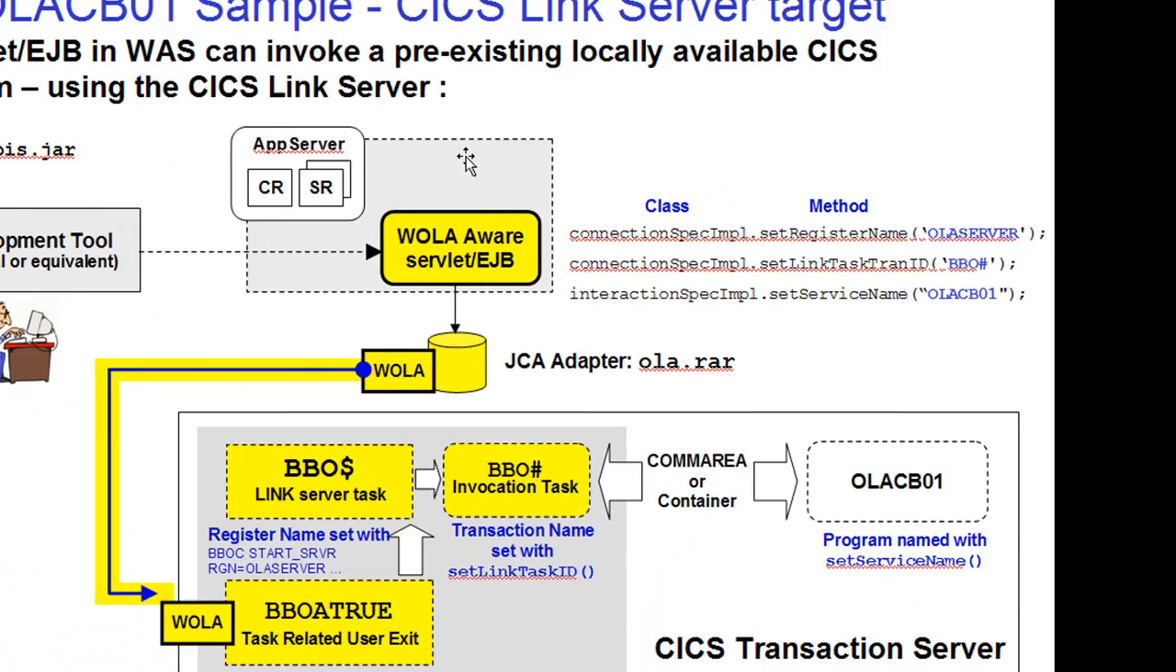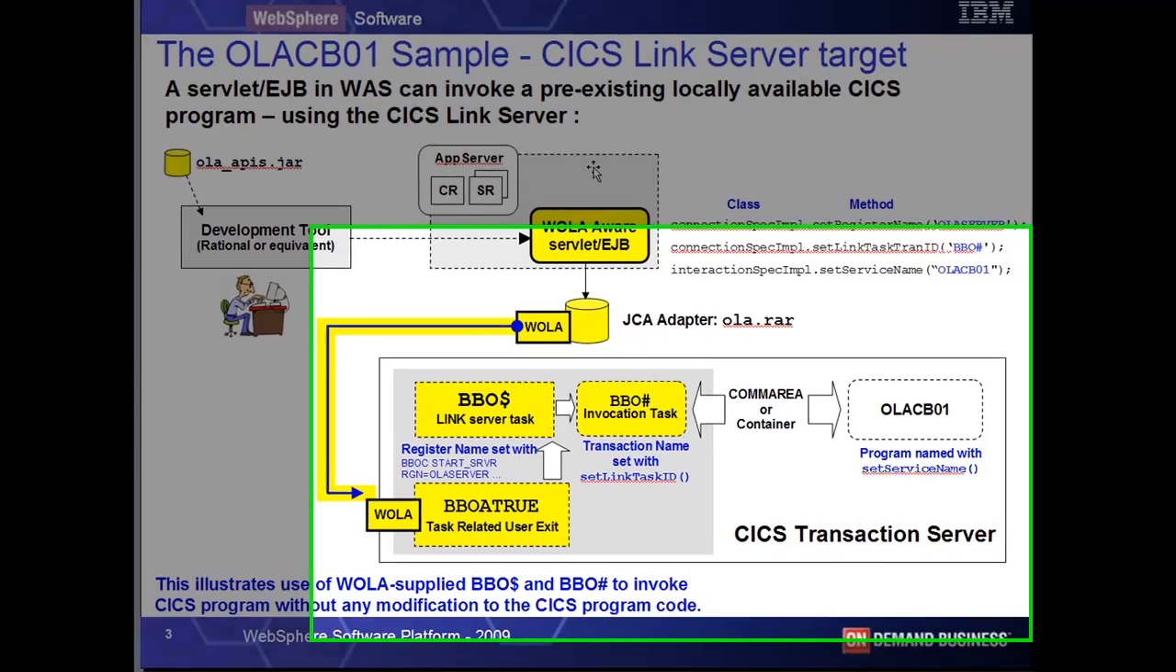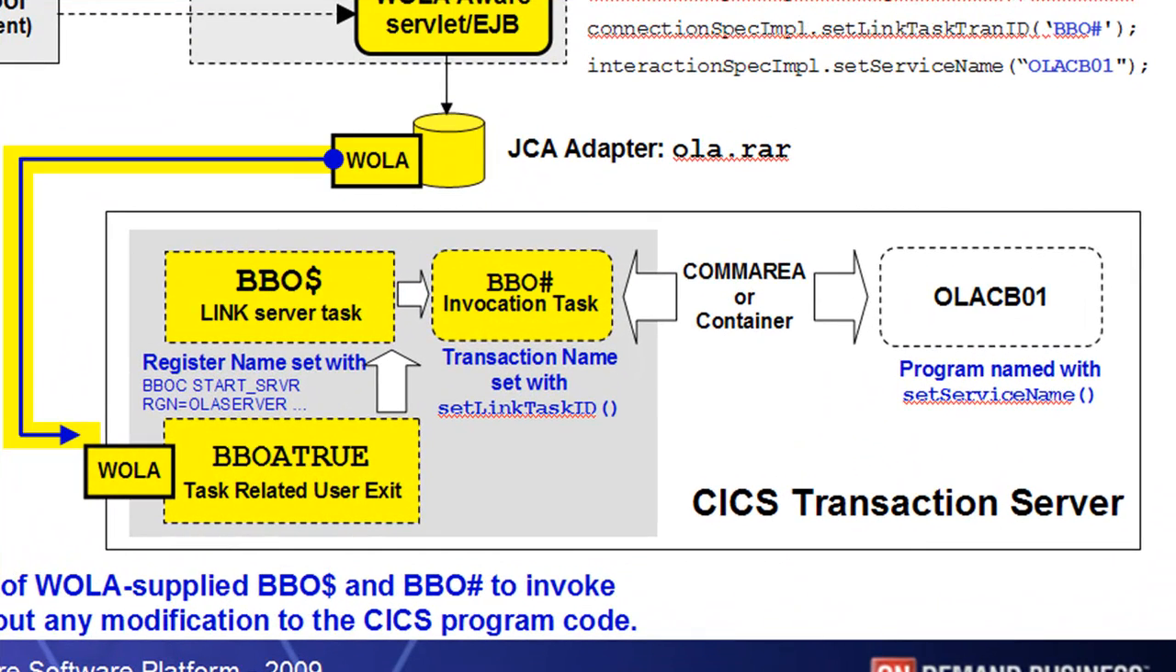As you'll see in the bottom part of this picture, the CICS transaction server address space must have the CICS link server support running. And that is represented here by the BBO$ task. So you would need to use the BBOC control transaction to start up any number of BBO$ link server tasks with any number of registration names. In this example here, we're showing a BBOC START SERVER RGN=WOLAserver.